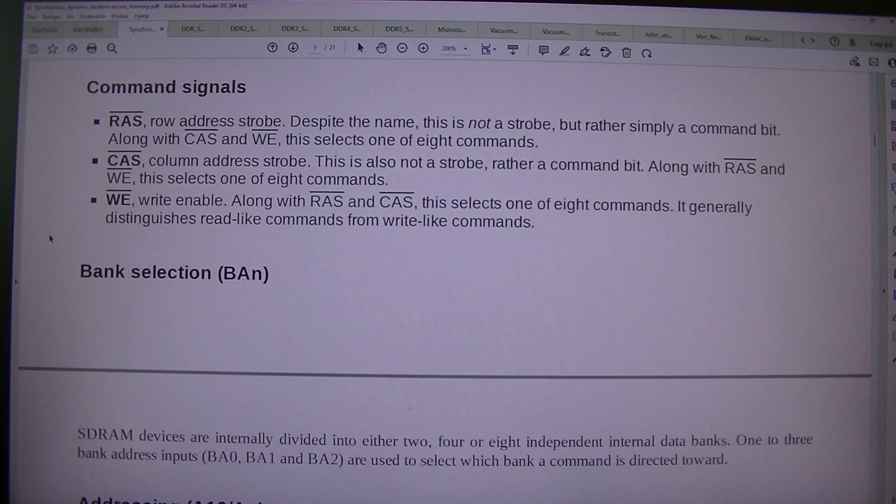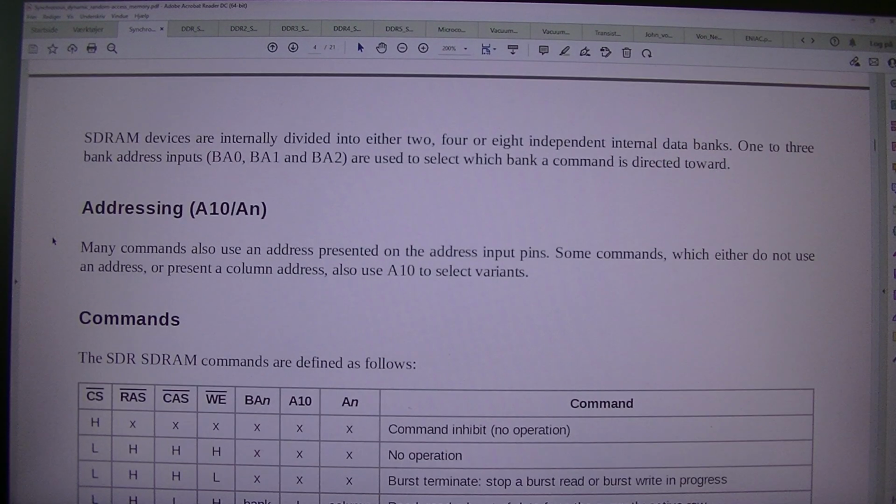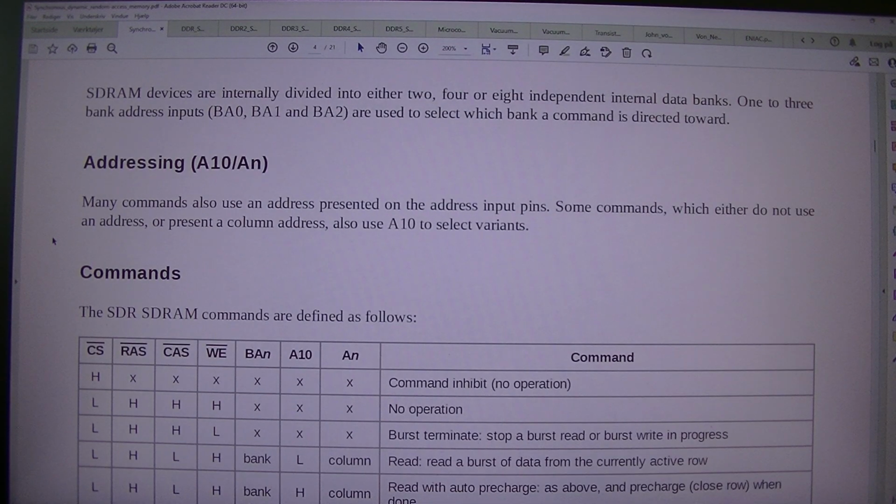Bank selection, BA. DRAM devices are internally divided into either 2, 4 or 8 independent internal data banks. 1 to 3 bank address inputs, BA0, BA1 and BA2, are used to select which bank a command is directed toward. Addressing, A10/n. Many commands also use an address presented on the address input pins. Some commands, which either do not use an address, or present a column address, also use A10 to select variants. Commands.